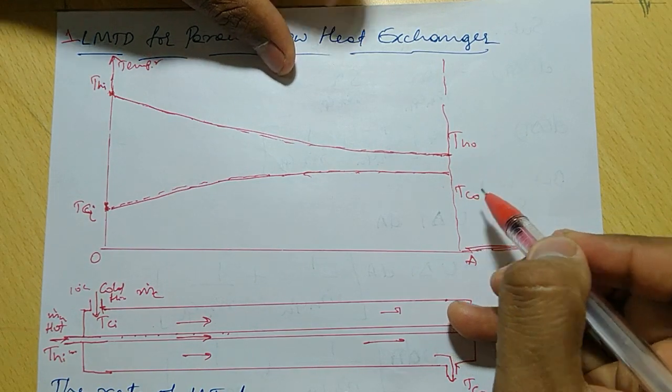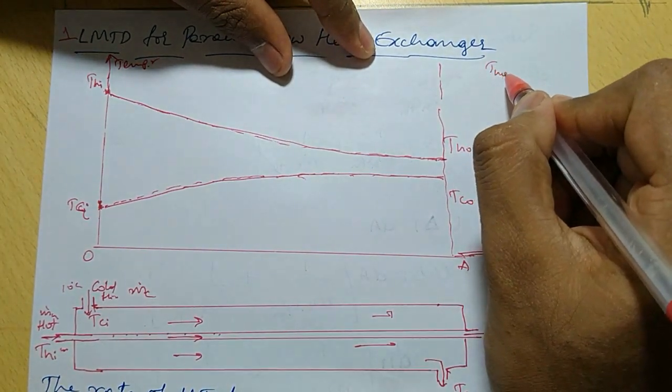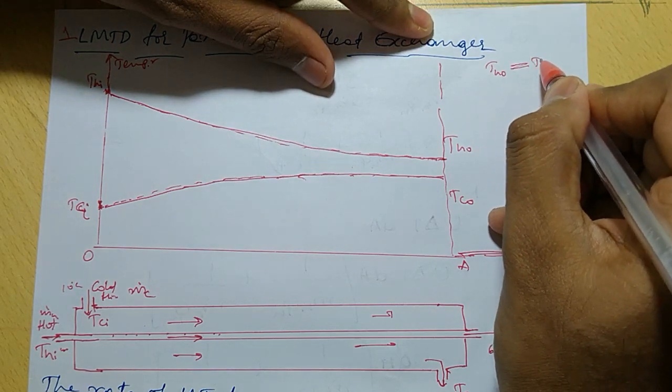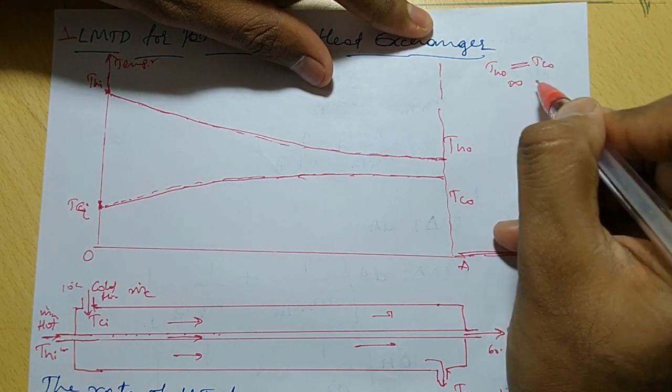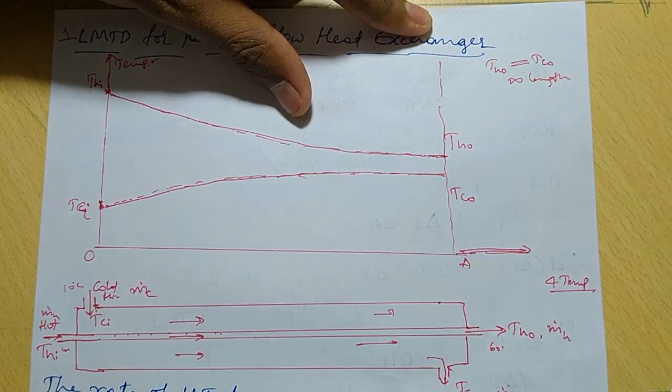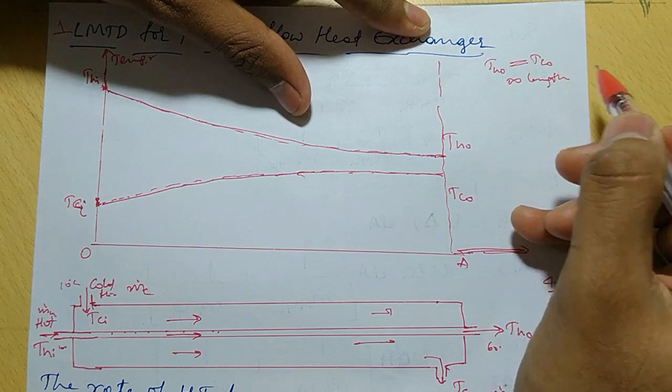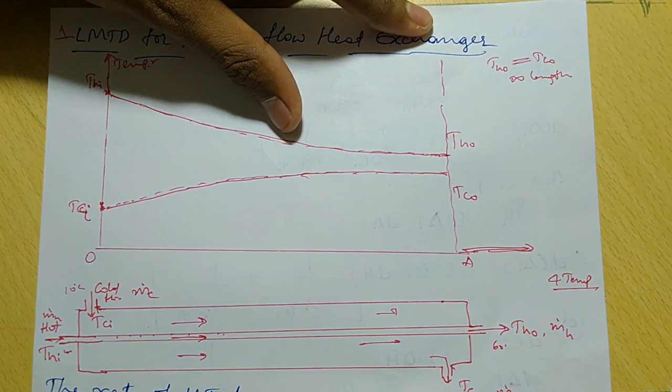TH naught is not equal to TC naught. If TH naught is equal to TC naught, this is for an infinite length of the pipe. If the pipe is infinite, then only TH naught is equal to TC naught. This is the one condition.